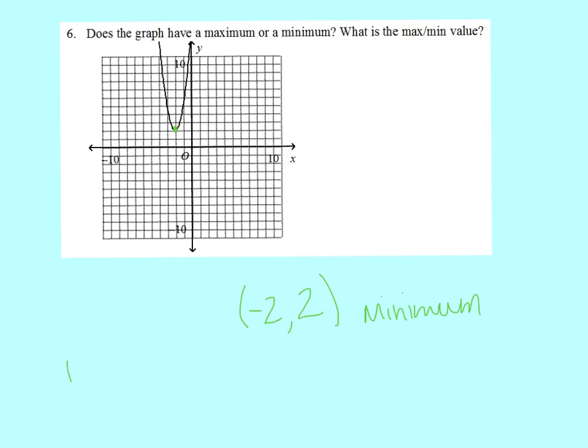If you have a graph that is opening upward, you'll have a minimum, the very lowest value that can ever happen. If you have a graph that is opening down, you will have a maximum because it's the very highest your graph will ever get. So in this case, because your graph is opening upwards, you have a minimum value happening at the vertex, which is -2, 2.